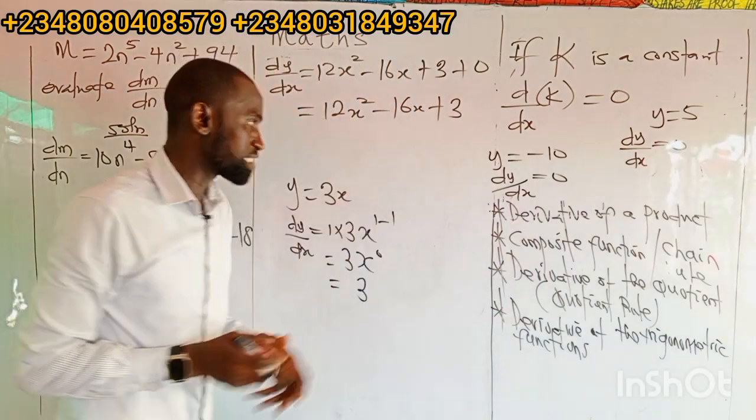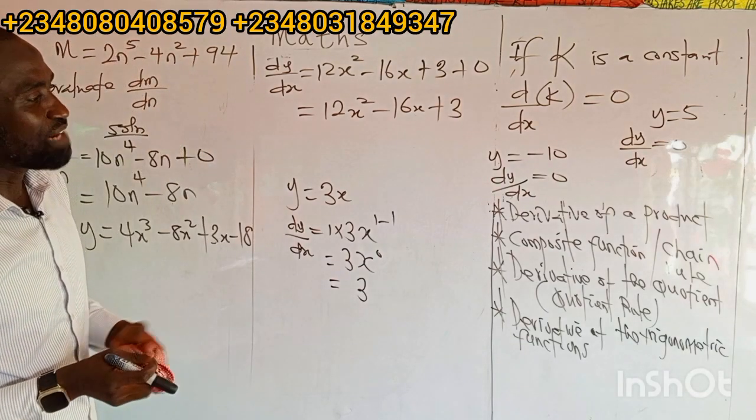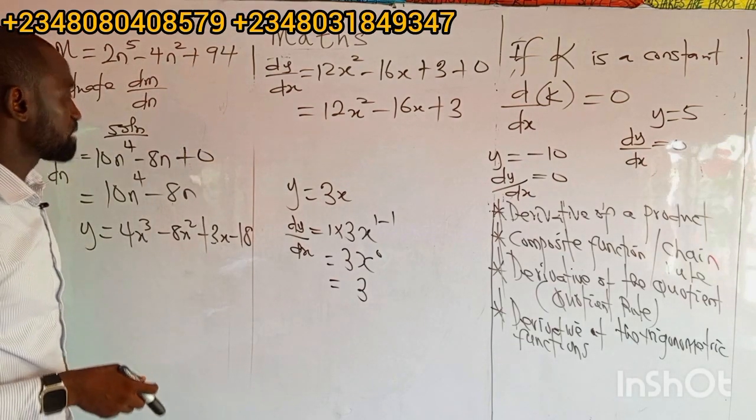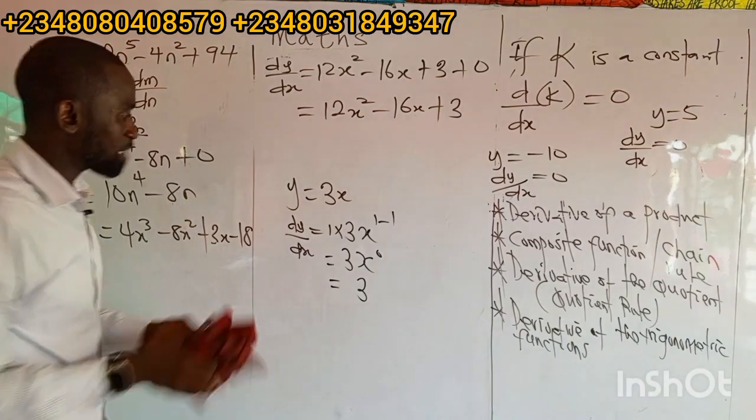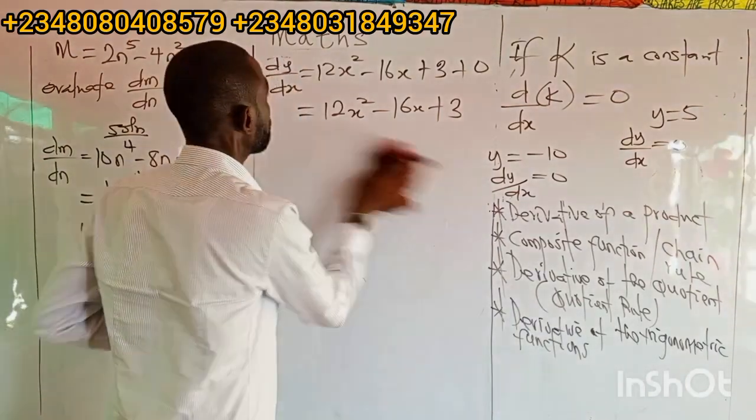So we'll continue. The next one is the derivative of the product. Derivative of the product. So let's go for that one, for the product.